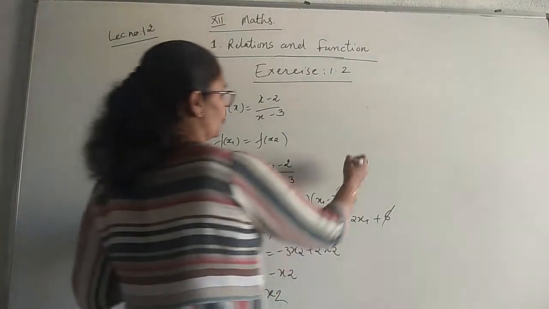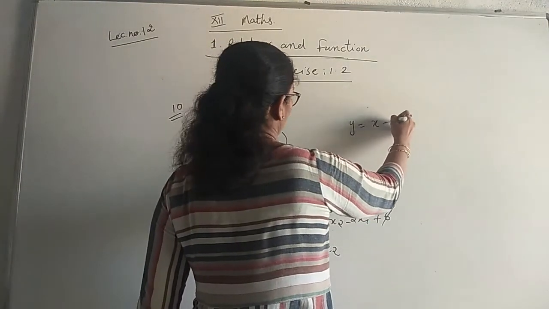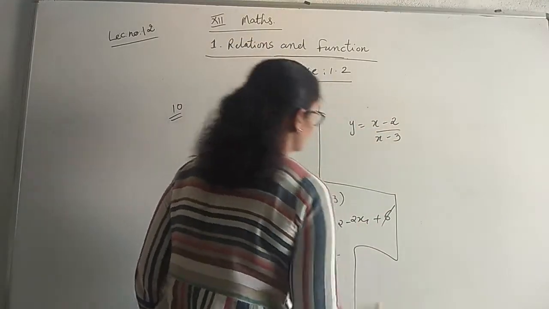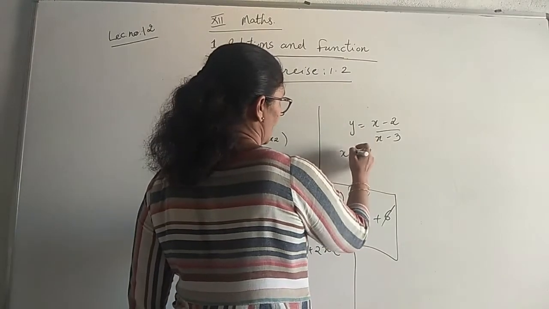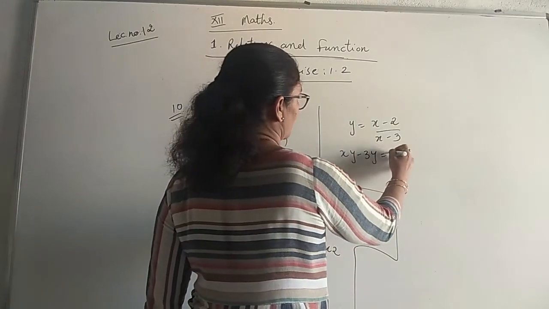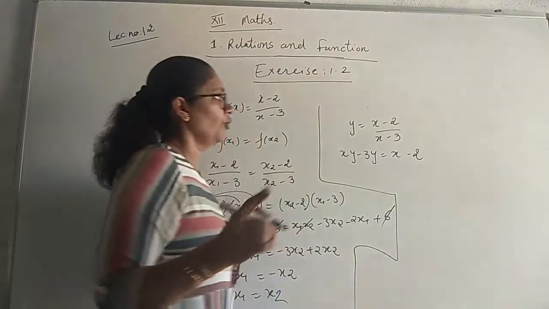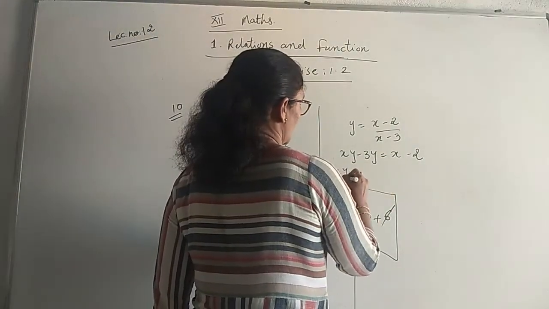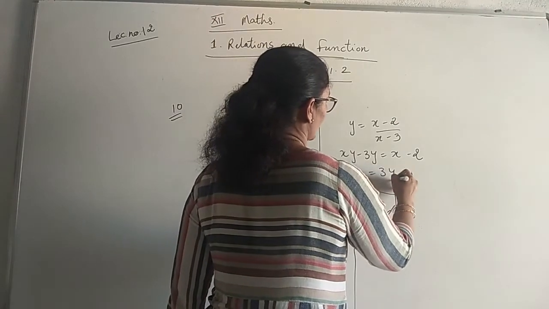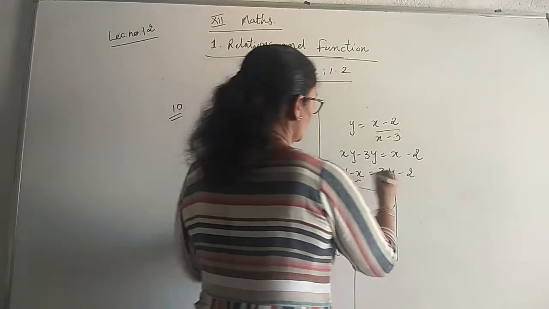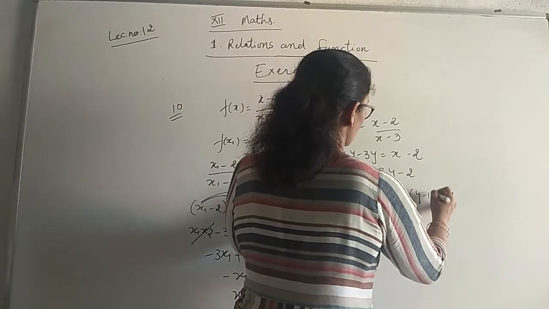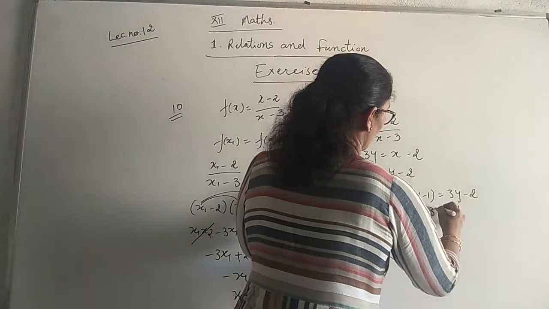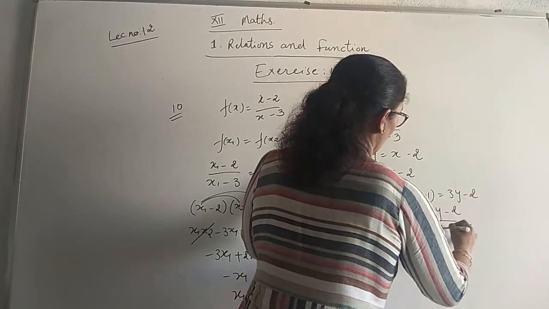Now let's come to onto. We take y equal to (x minus 2) upon (x minus 3). Now let's start cross multiplication. So xy minus 3y equal to x minus 2. Now we have to make an equation for x, so combine x together: xy minus x equal to 3y minus 2. Among these two I have taken x common. So x equal to (3y minus 2) upon (y minus 1).